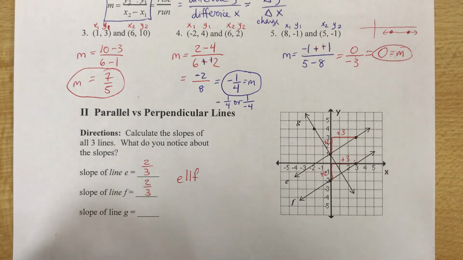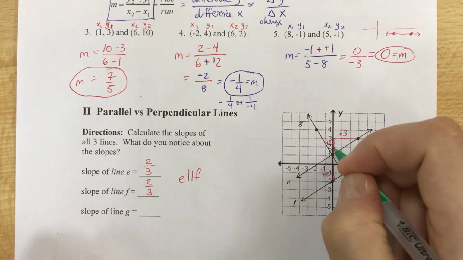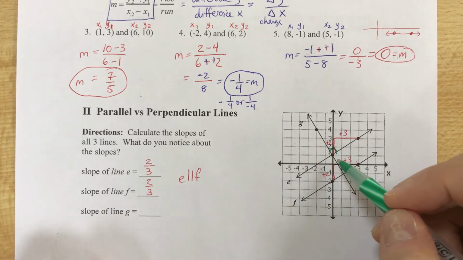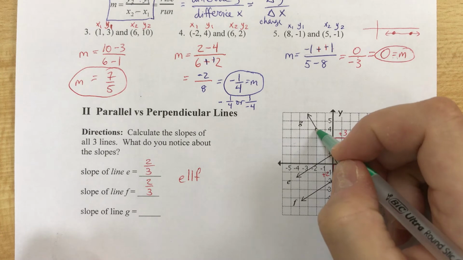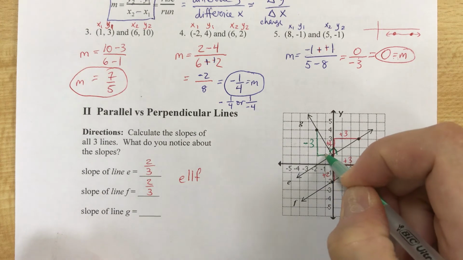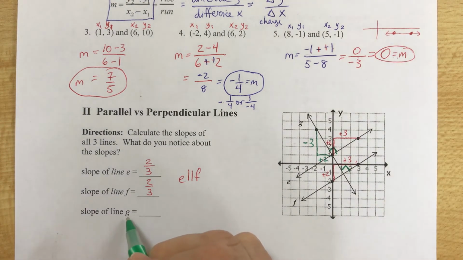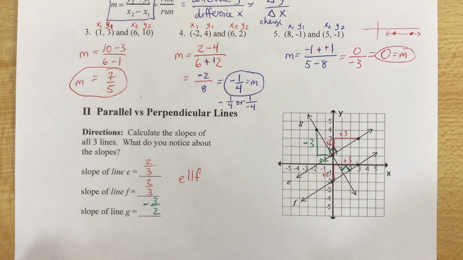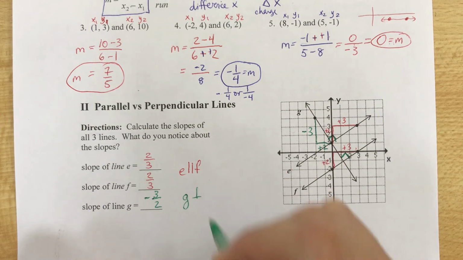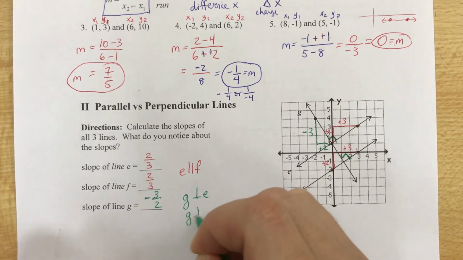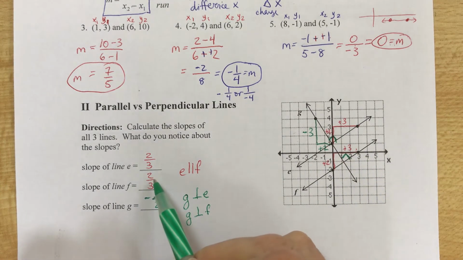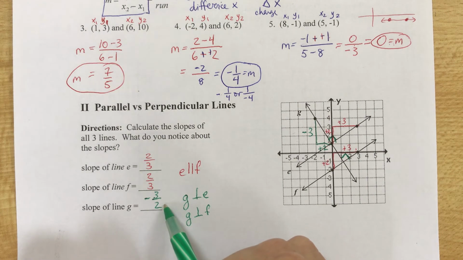Now, line G, I'm going to tell you, is perpendicular. I'm going to put a right angle there to both of these. This is obviously not the same slope. Now, if I count this, I'm going to go down 1, 2, 3, that's negative. And I'm going to go right 1, 2, that's positive. So the slope of line G is -3/2. Now I can say that line G is perpendicular to line E as well as perpendicular to line F. It's going to be perpendicular to both.